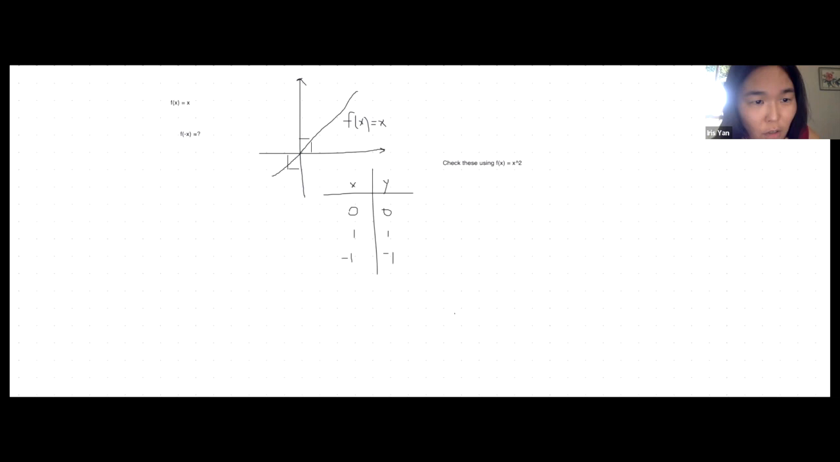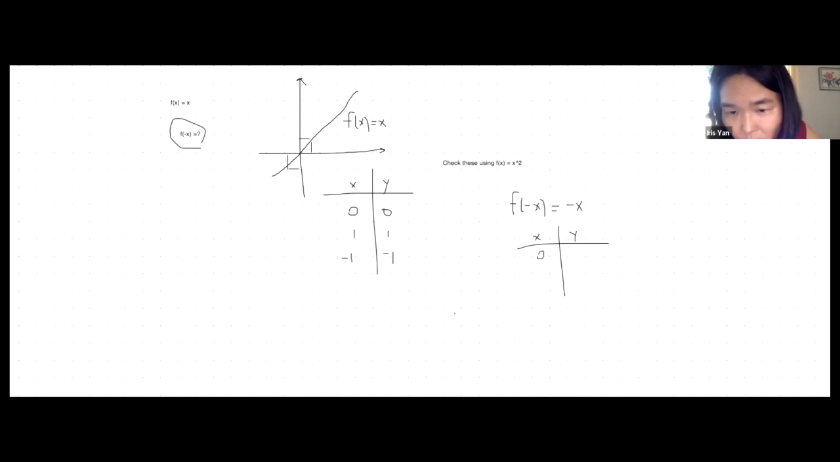So if I want to draw this one, f of negative x, how would I do this? It's going to be negative x. So when my x is 0, the y value is still going to be 0. When my x is 1, the value is going to be -1. When my x is -1, it's going to be 1, right? Because it's going to change the sign here. So the graph is actually going to look like this.